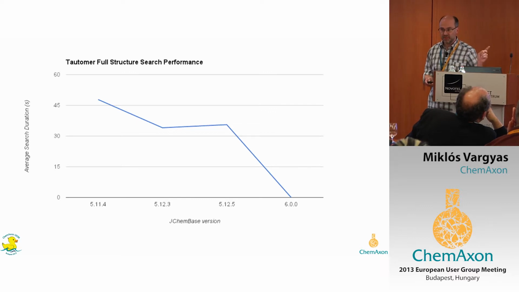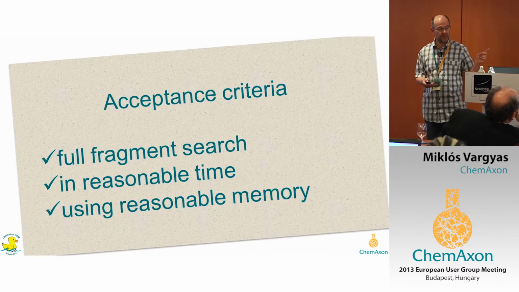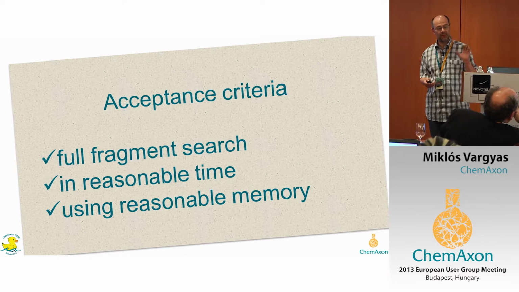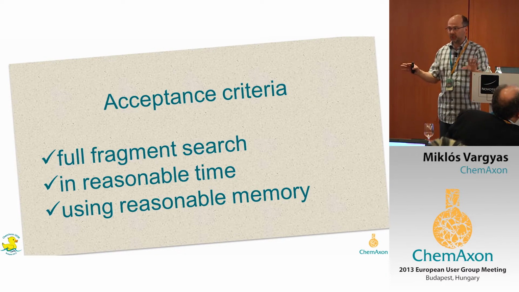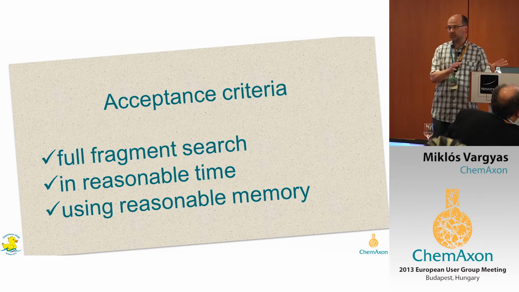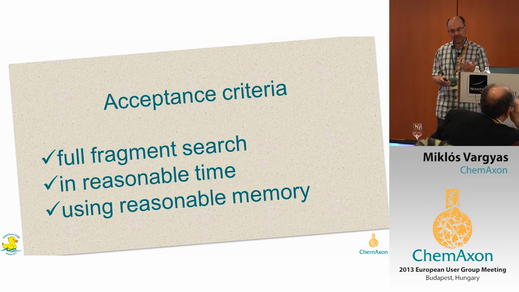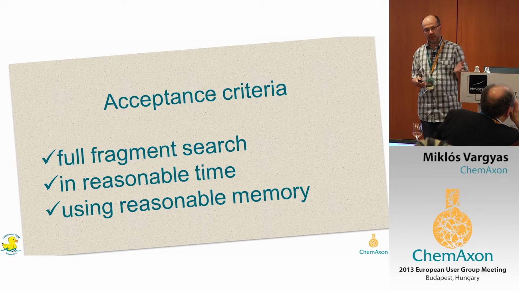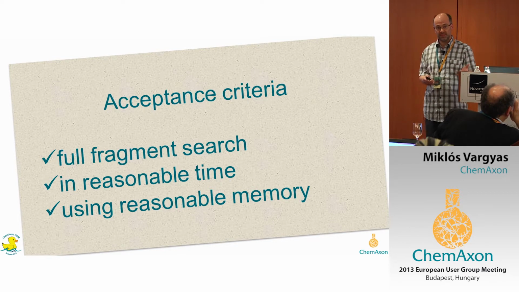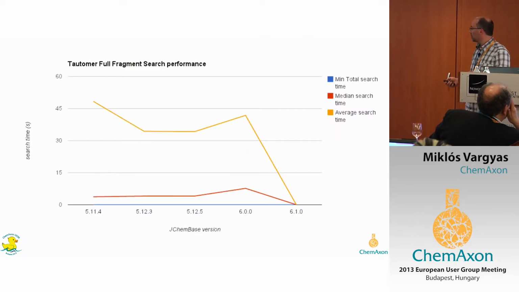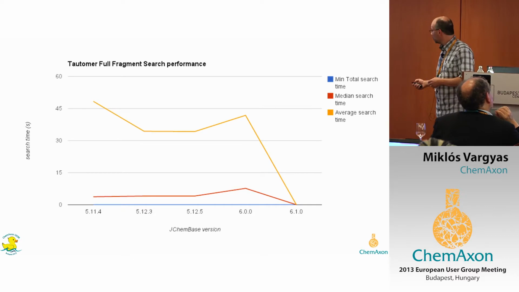But remember the acceptance criteria of the tautomer search story? It said that it should work in full fragment search. Now, if you're not a search expert, don't be bothered about the difference between full fragment and full structure search. But for us, this second case is the most valuable one, because that's what the user really needed. So what did they achieve? What does this chart tell? It looks a bit more complex.